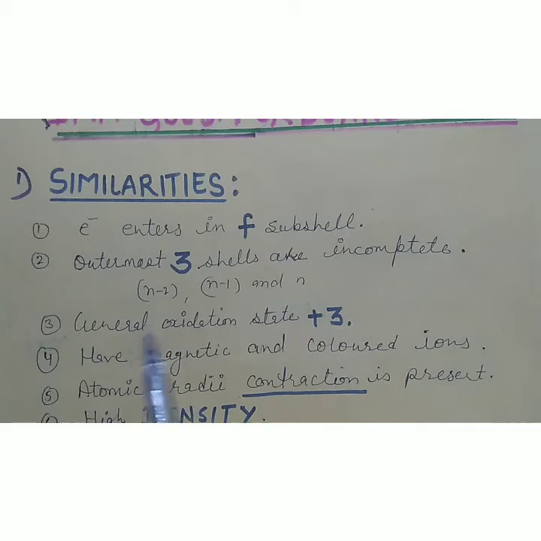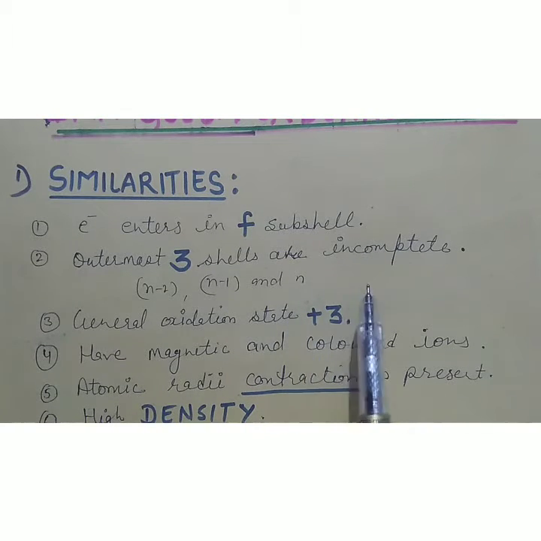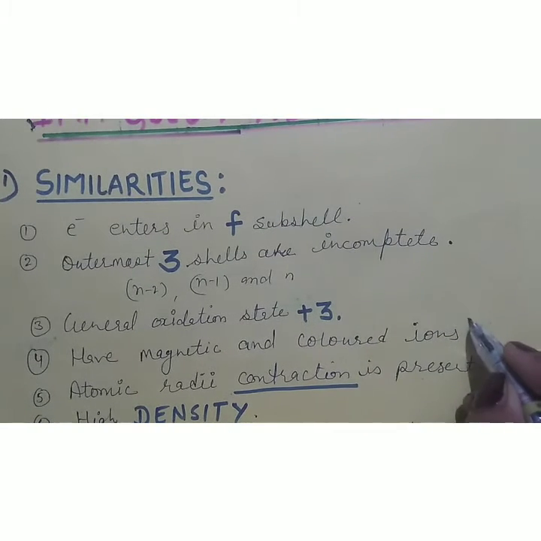Both the series, actinides and lanthanides, show the +3 oxidation state. The most common oxidation state is +3. Both lanthanide and actinide ions have magnetic properties and are colored if there are unpaired electrons. If there is no unpaired electron, the ions will be colorless.